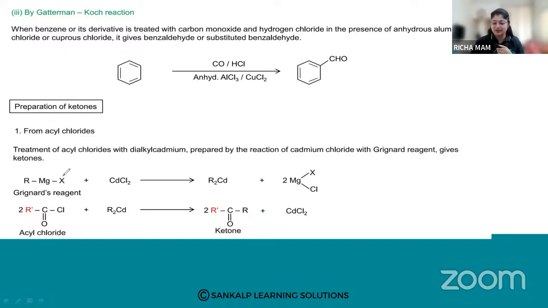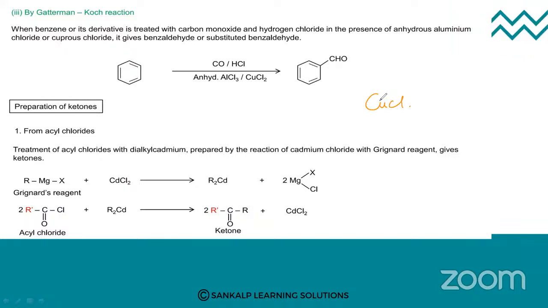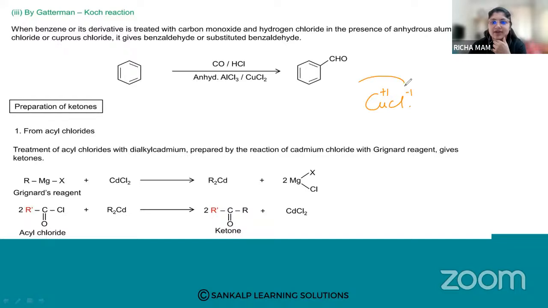Now here, suppose this CuCl. What is the oxidation state of copper here? Yes, +1. -1 plus +1, the whole charge becomes 0. So this is cuprous chloride, and that is cupric chloride, CuCl2. Fine. So we are making use of these reagents and we obtain benzaldehyde. So this is the Gattermann-Koch reaction.